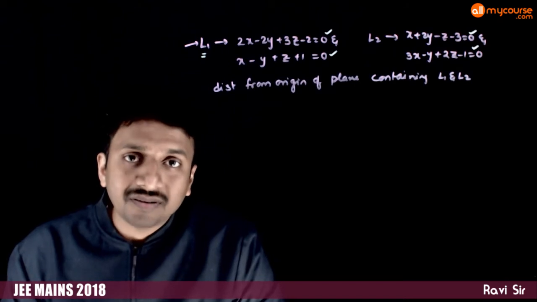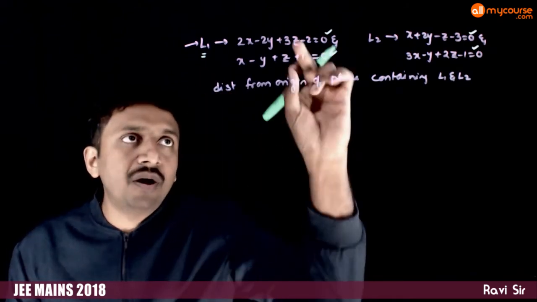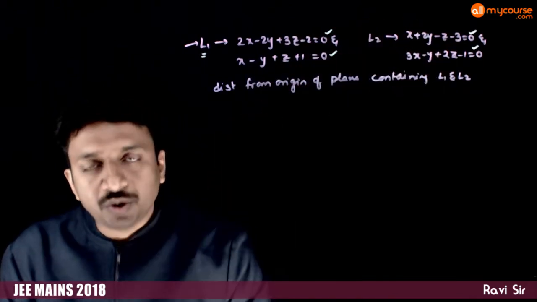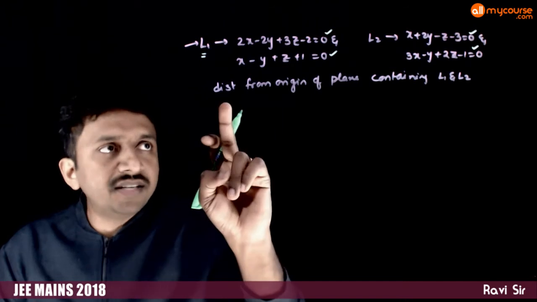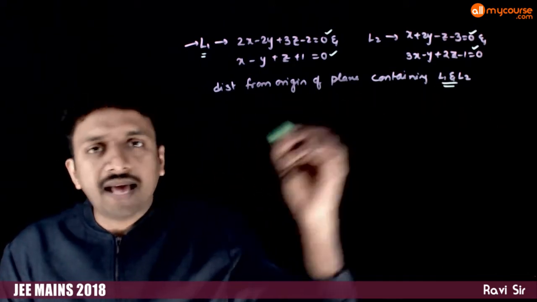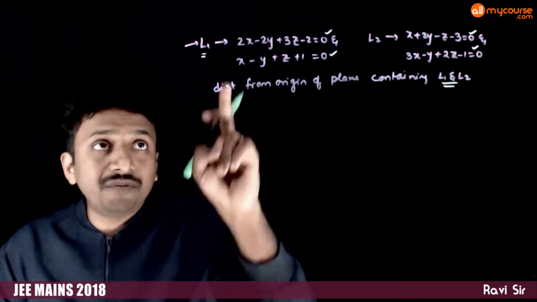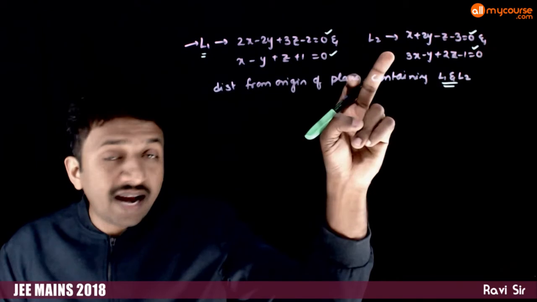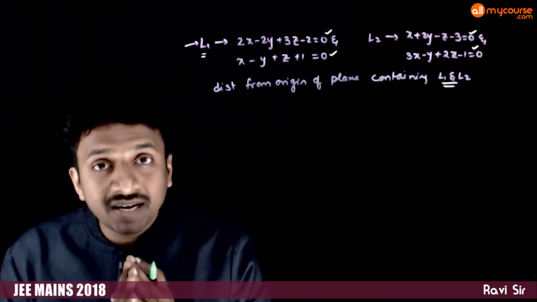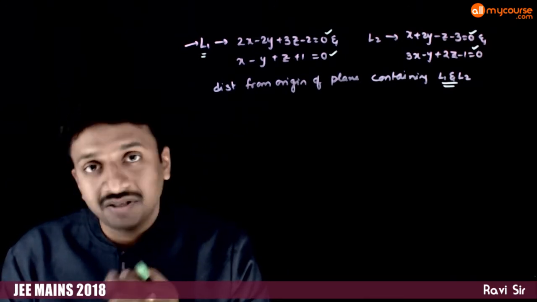In this question, you're given that L1 is the line of intersection of these two planes, L2 is the line of intersection of these two planes, and the distance from origin of the plane containing L1 and L2 is what? So in this question, you need to find L1 first and L2 next, and you need to find the plane containing L1 and L2, and then find the distance of that plane from origin.